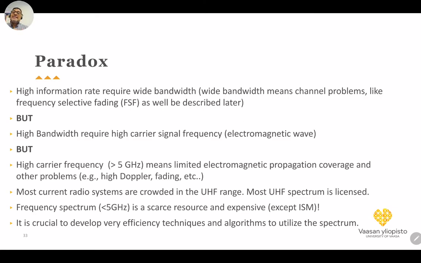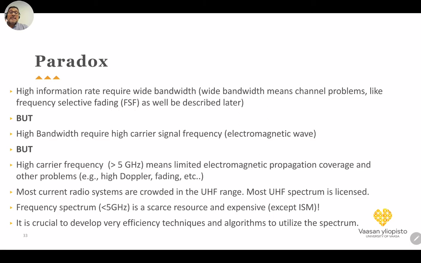Okay, is that easy? Actually, we have a paradox here. A high information rate requires wide bandwidth, because as I mentioned even in clip one, if you want to send more information, you will need in general higher or wider bandwidth. Wide bandwidth also means channel problems, like frequency selective fading. We will talk about those later, when we build more background and knowledge in this course.